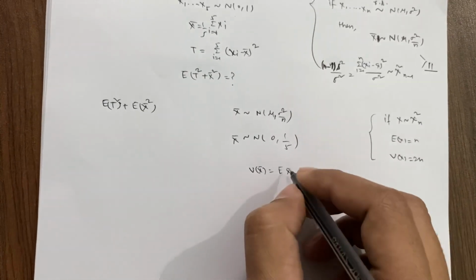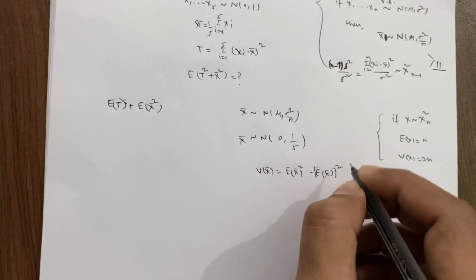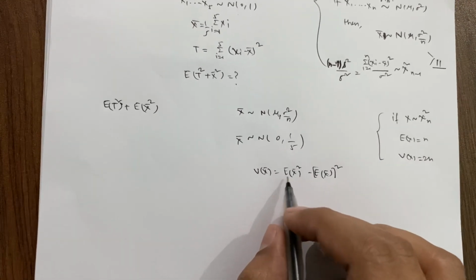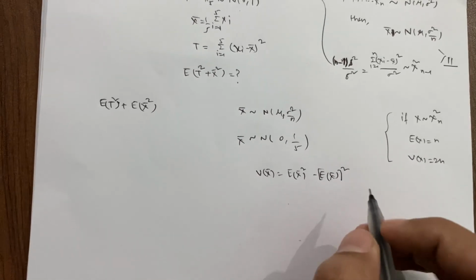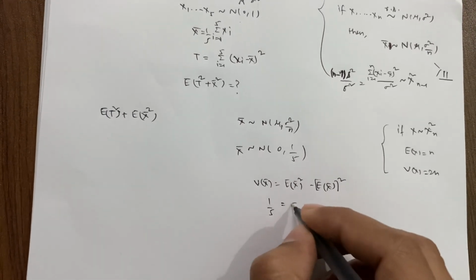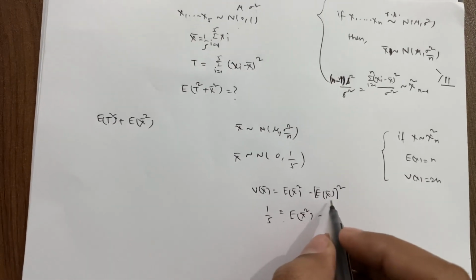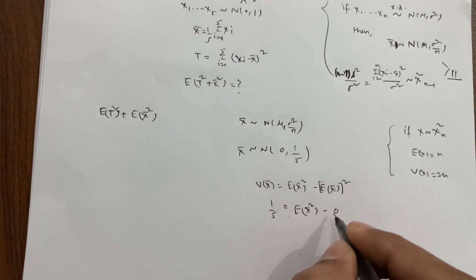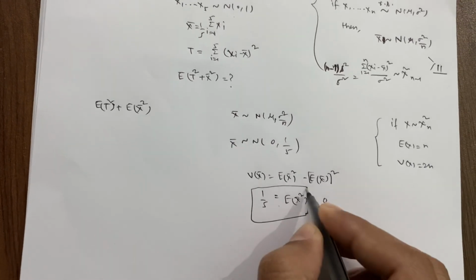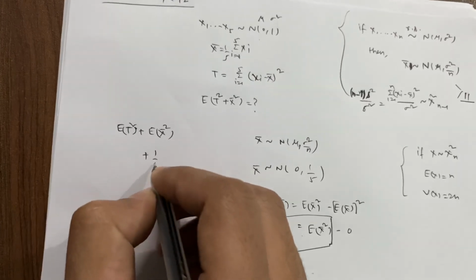So recall the formula. Variance of x bar can be written as expectation of x bar square minus expectation of x bar whole square. So variance of x bar is 1 by 5. This is expectation of x bar square that we need to find. Expectation of x bar is nothing but 0. Okay, so expectation of x bar square we have 1 by 5. So this will be 1 by 5.